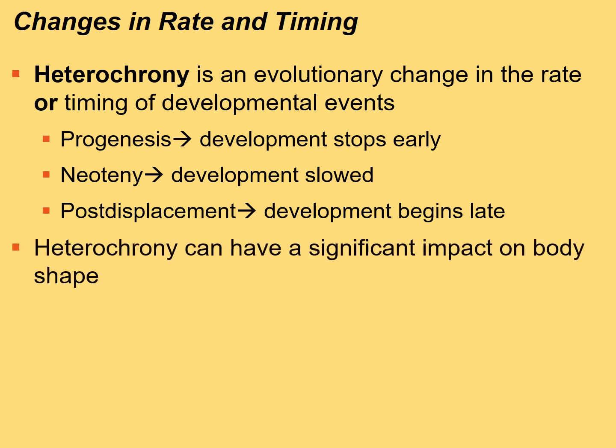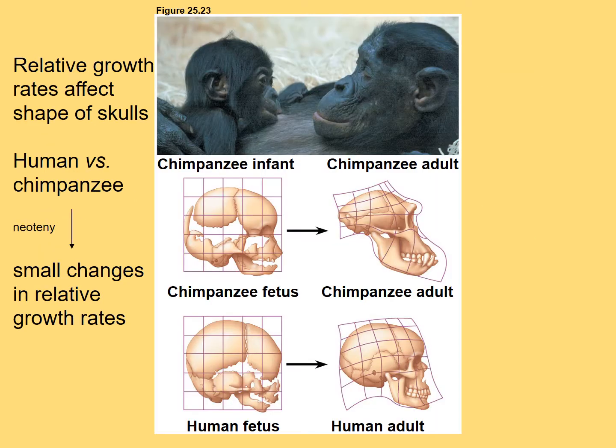Now, heterochrony can have some major effects on the body shape and structures of appendages in the body. Here's an example. Comparing humans with chimpanzees, we are sister species with the chimps. We do have a common ancestor with chimps, but we have different growth rates, and this affects the shape of our skull once we become adults.